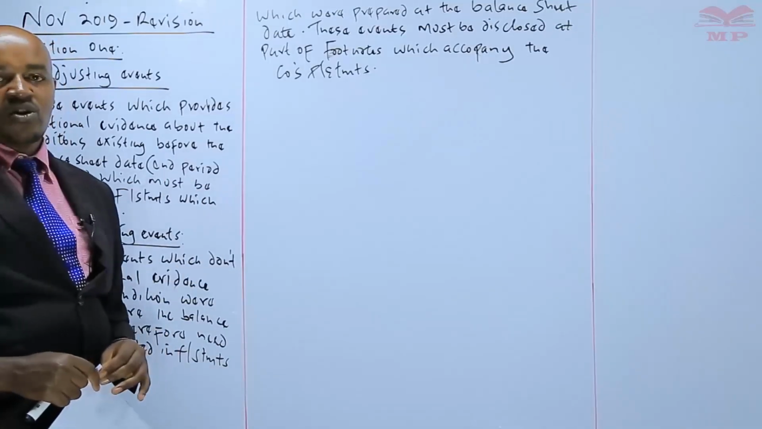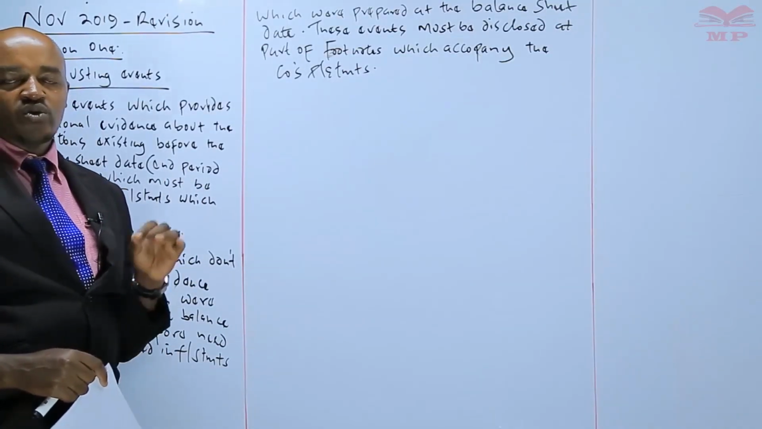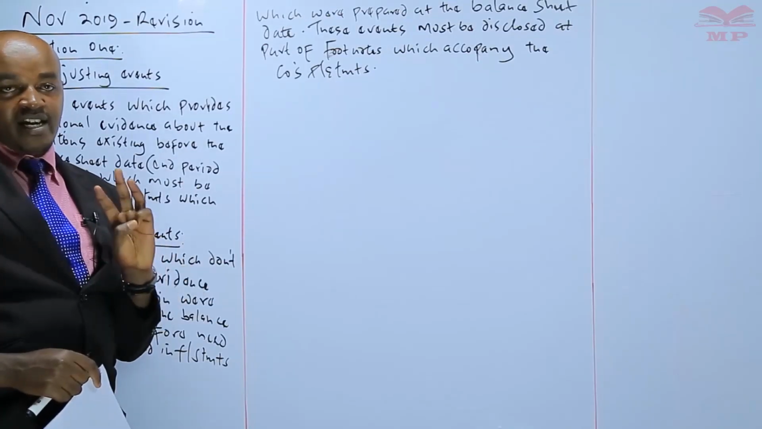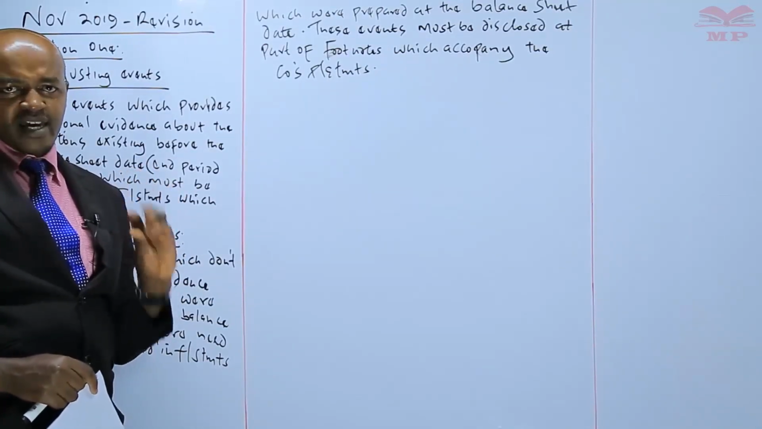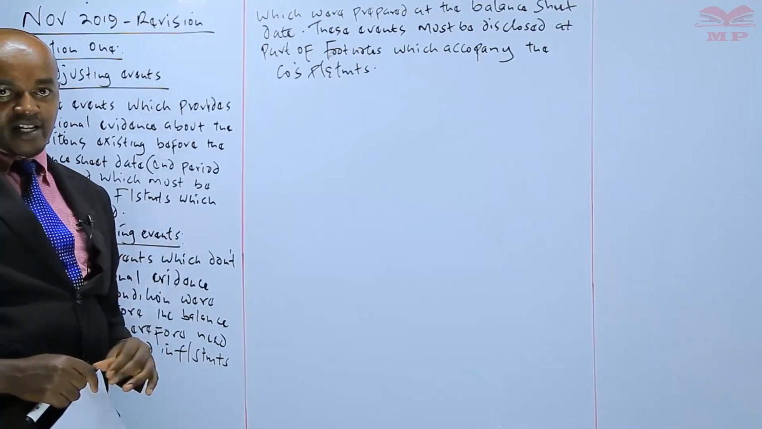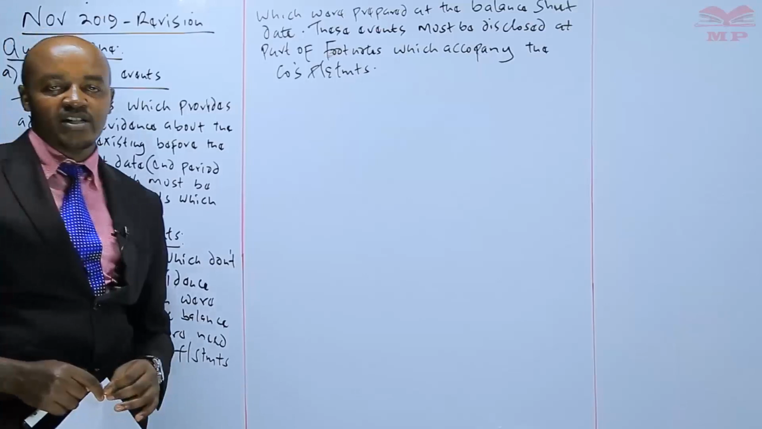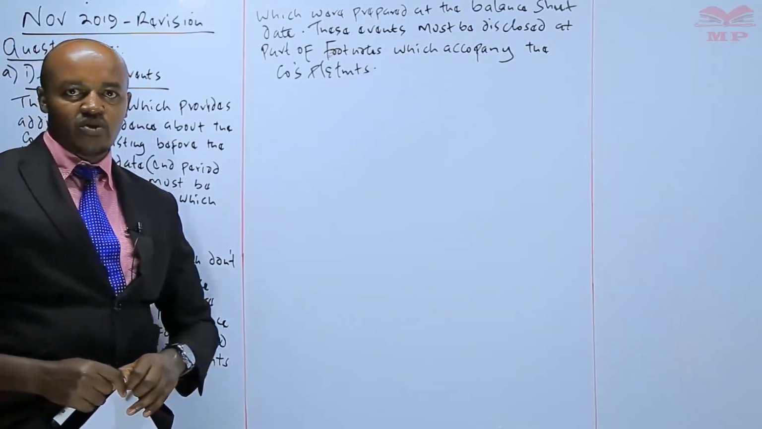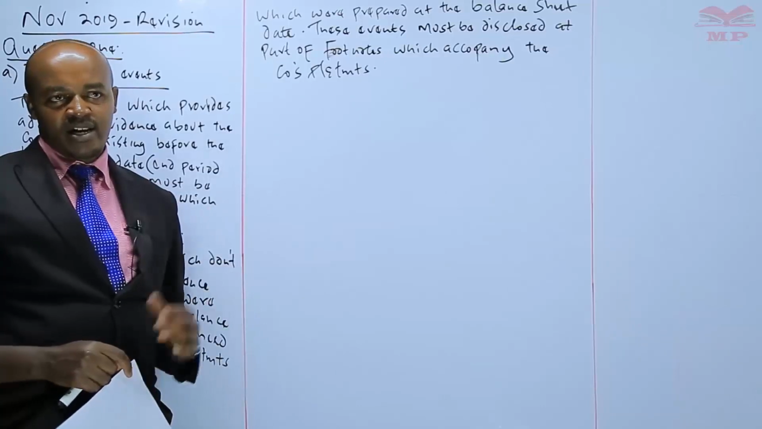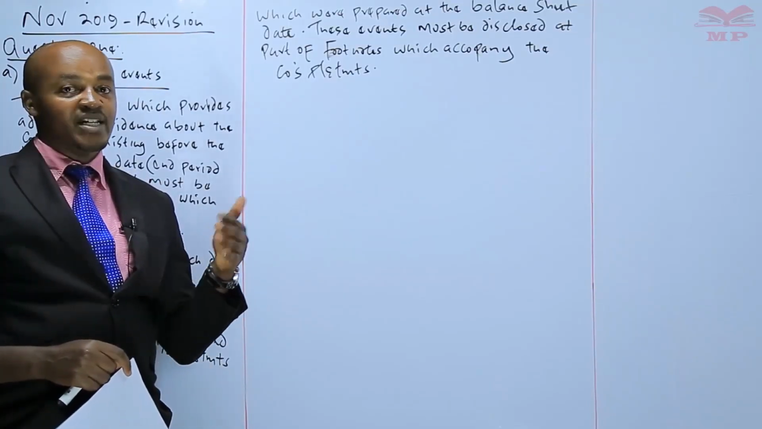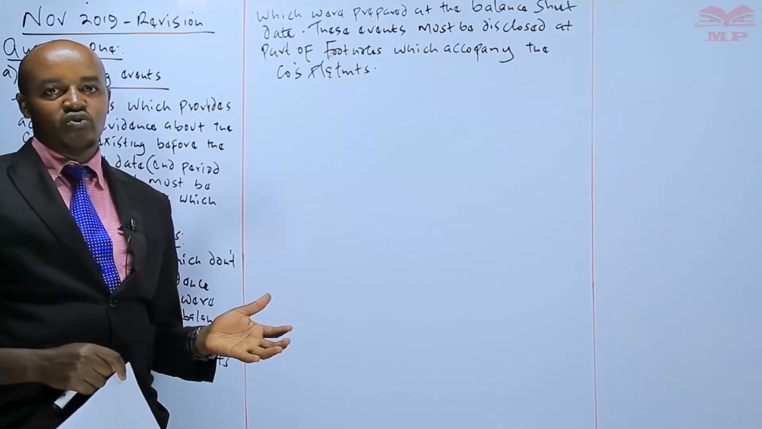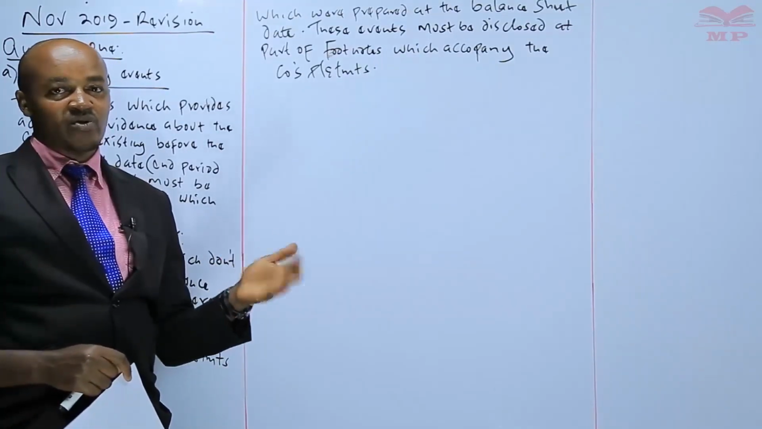On the other hand, non-adjusting events are those events which do not provide additional evidence about the conditions which were existing before the balance sheet date. Therefore, those events need not be adjusted. They just need to be disclosed as part of the notes which accompany the financial statements. A good example of a non-adjusting event is where the company decides to do a merger or an acquisition once the year has come to an end. Another good example is where the company decides to pay dividends once the financial year has come to an end, or where the company decides to sell or acquire some asset once the year has come to an end.